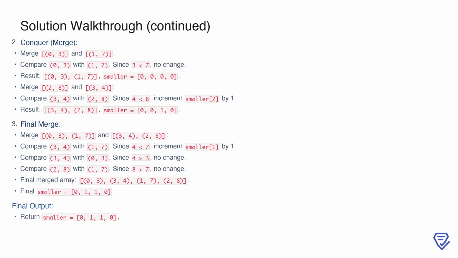Finally, we merge [0, 3, 1, 7] and [3, 4, 2, 8]. While merging, we find that 4 is less than 7, so smaller[1] is incremented by 1. Additionally, 4 is greater than 3, so no change is made for smaller[0].